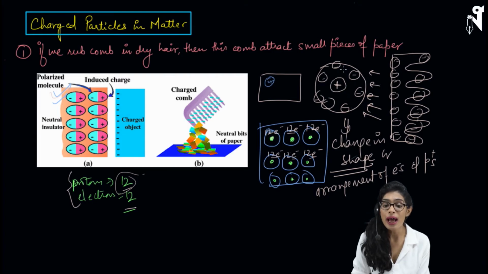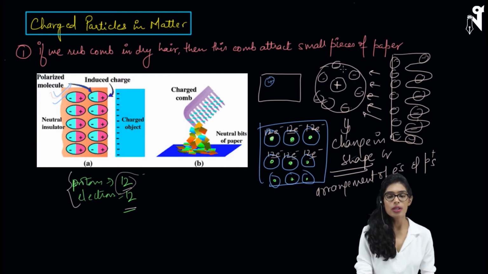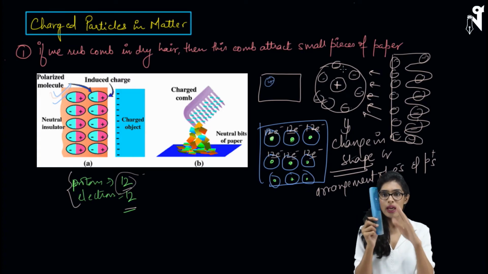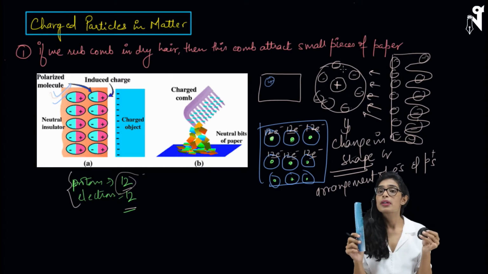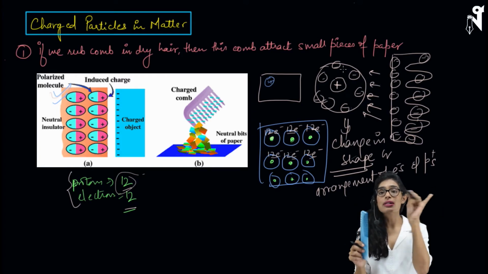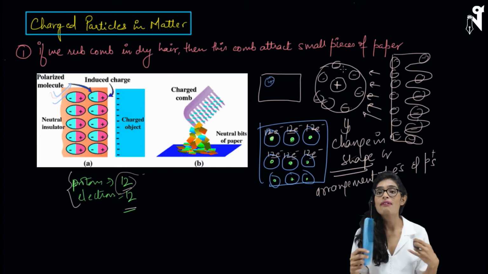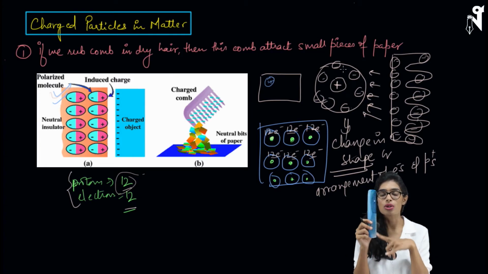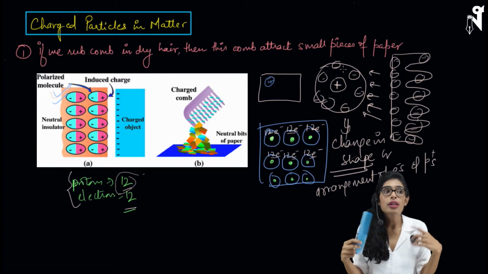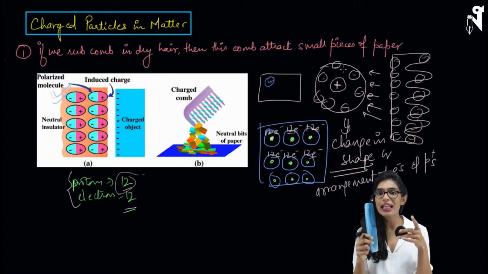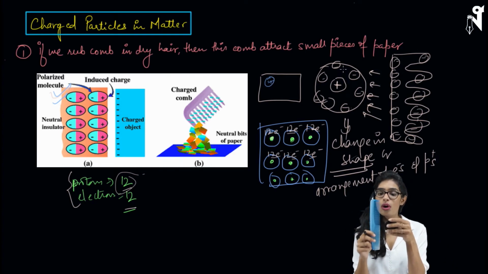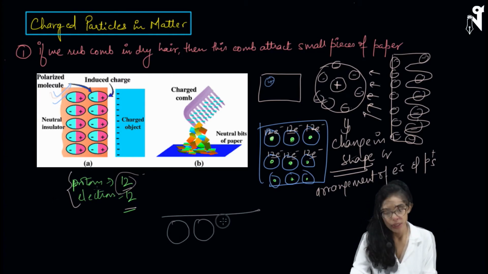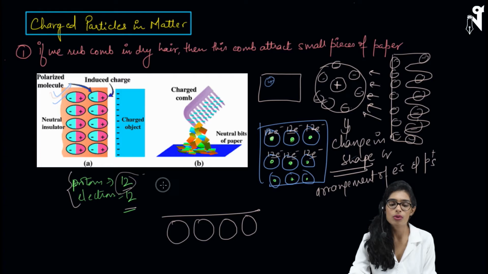And how will it happen? Let me explain. Assume this is my comb and this is the piece of paper. When it comes closer, the outer area of the atoms of the piece of paper will have electrons, which are also negatively charged. Negative charges repel each other, so that negative charge will try to go away from the surface of the comb, the surface which is closer. So this is the surface of the paper which is coming closer to the comb surface.